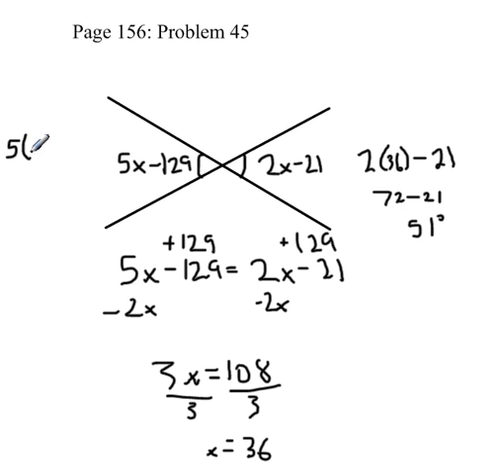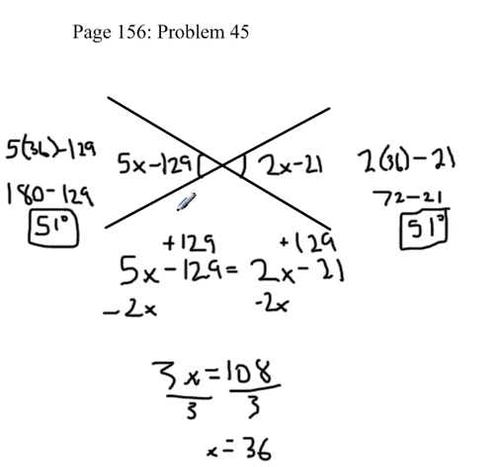Let's do 5 times x, which is 36, minus 129. Now 5 times 36 is 150 plus 30, so 180, minus 129. And that does give you 51 degrees. So both of those angles are 51, and since they're the same, then we can be confident in our mathematics.